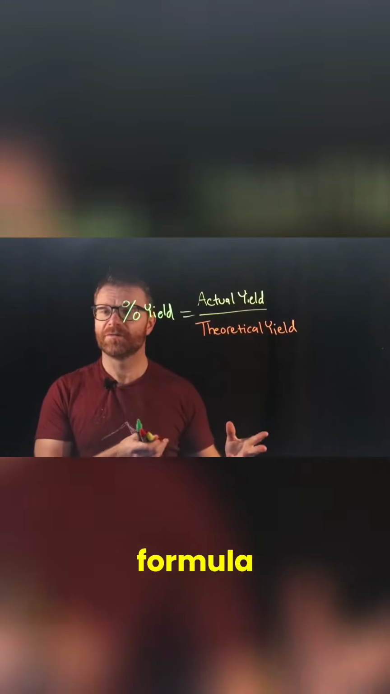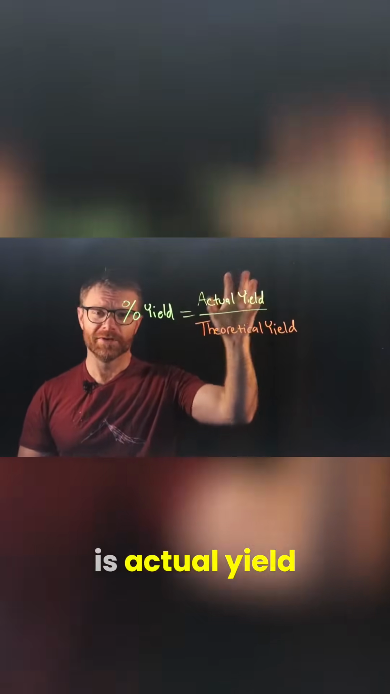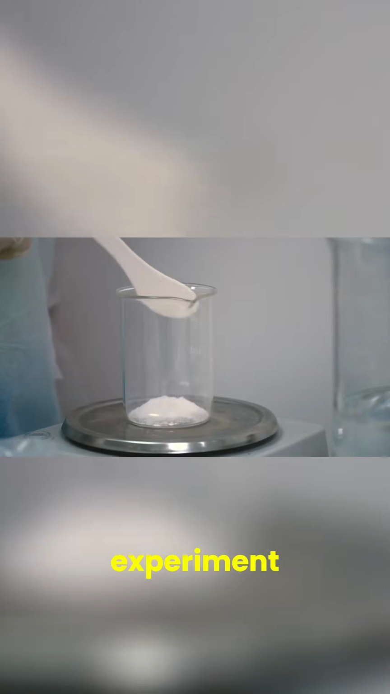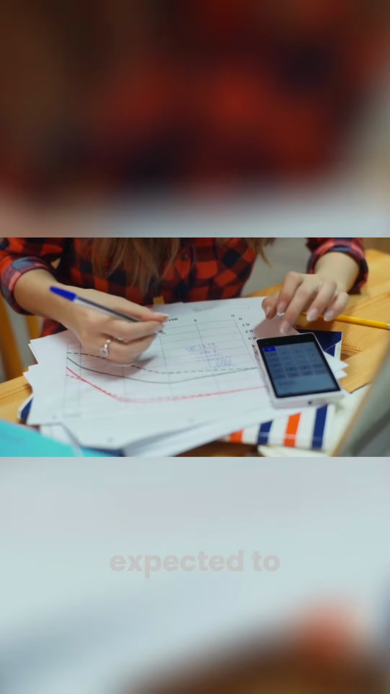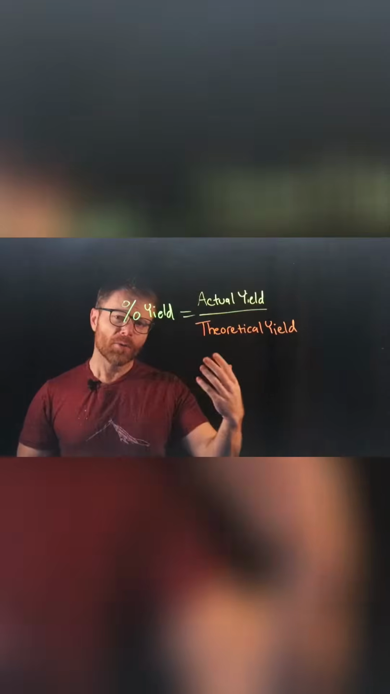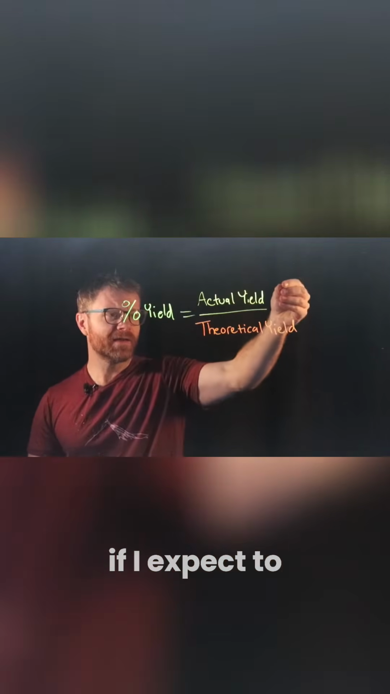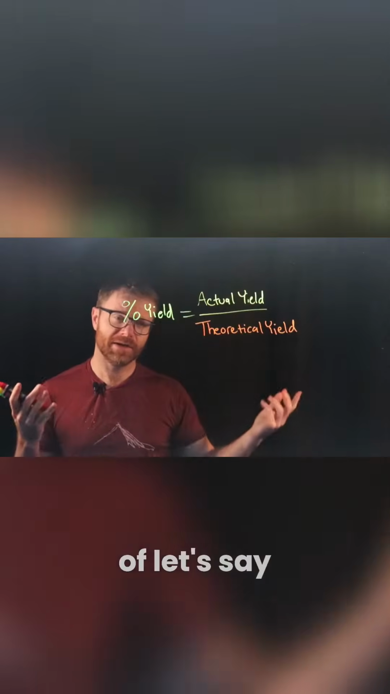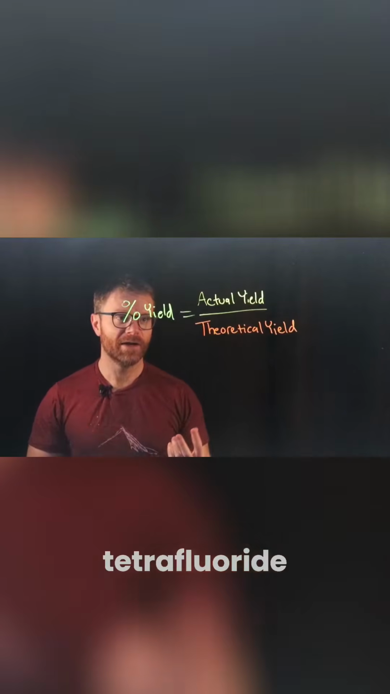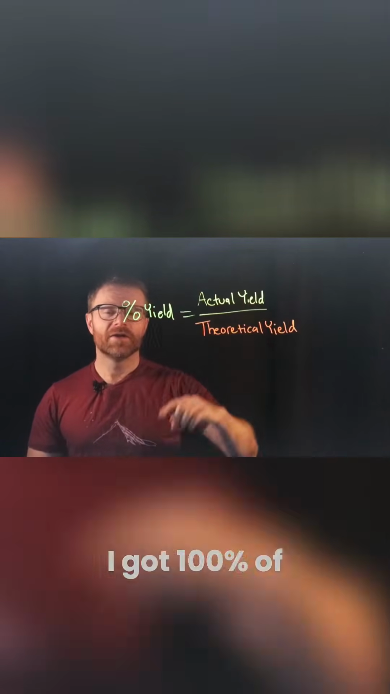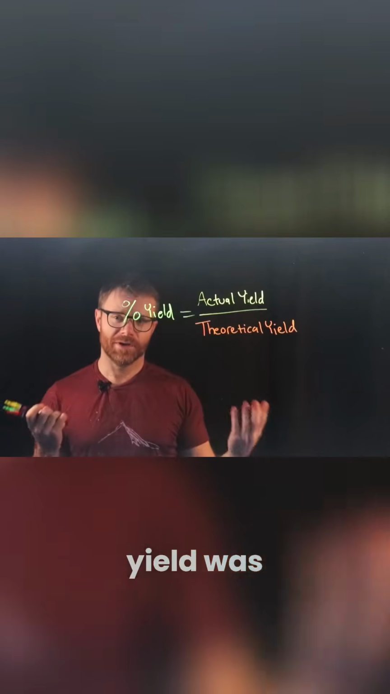This is the formula for percent yield. Percent yield is actual yield, what you actually get in an experiment, divided by theoretical yield, what you expected to get out of that experiment as a product. What this means is if I expect to get 100 grams of, let's say, carbon tetrafluoride out of an experiment, and I got 100 grams of carbon tetrafluoride, I got 100% of what I expected. My percent yield was 100%.